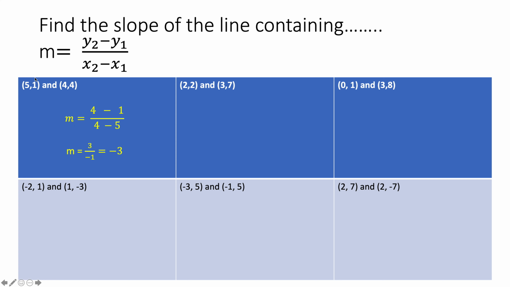Now, let me just show you that if you reverse the order, you get the same slope. If I did reverse the order, 1 minus 4, I get negative 3, 5 minus 1, I get positive 1, and I would also get negative 3. So it works the same.